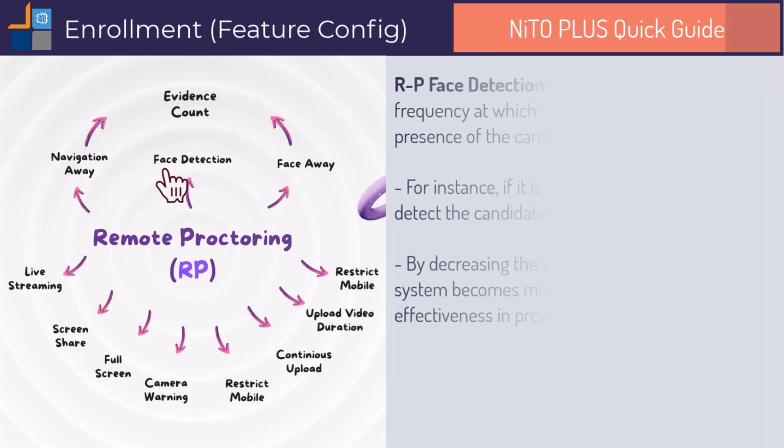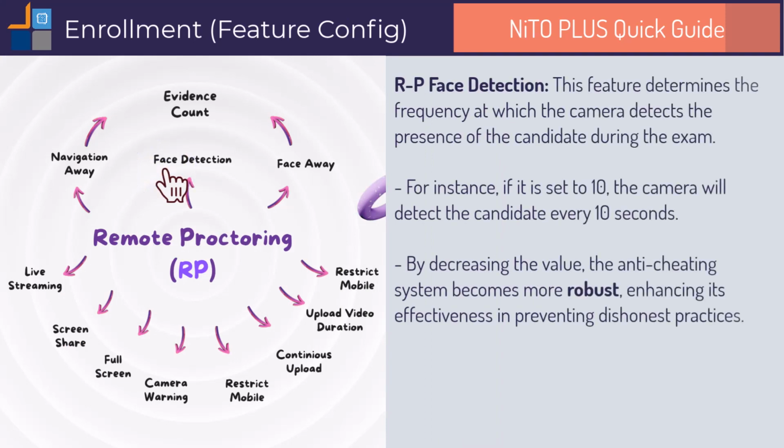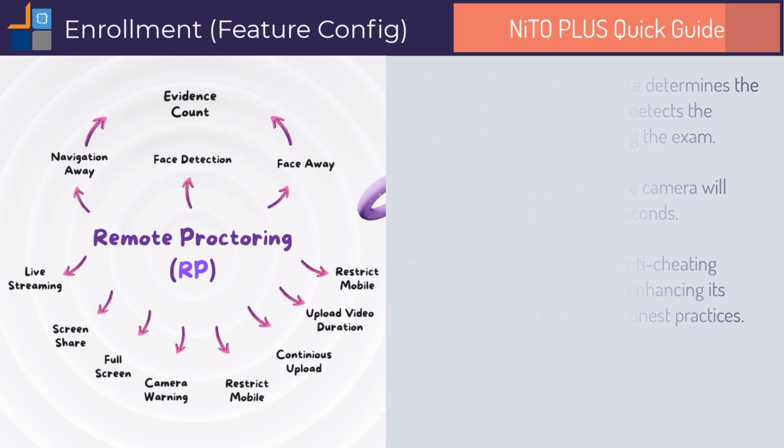RP face detection. This feature determines the frequency at which the camera detects the presence of the candidate during the exam. For instance, if it is set to 10, the camera will detect the candidate every 10 seconds. By decreasing the value, the anti-cheating system becomes more robust, enhancing its effectiveness in preventing dishonest practices.